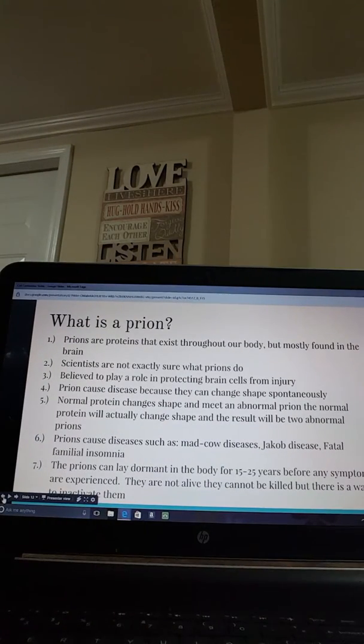So moving on, what is a prion? Prions are proteins that exist throughout the body but are mostly found in the brain. Prions are really quite an interesting structure because scientists aren't exactly sure what they do. They believe they play a role in protecting brain cells from injury. Prions cause disease because they can change shape spontaneously, which is really quite interesting. When a normal protein meets an abnormal prion, the normal protein will actually change shape and the result will be 2 abnormal prions.